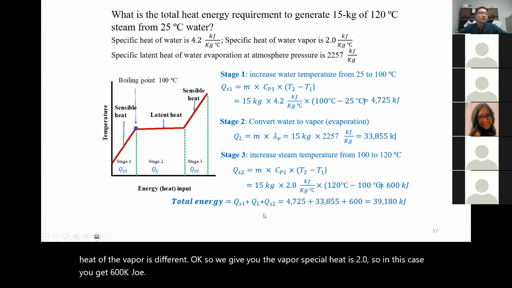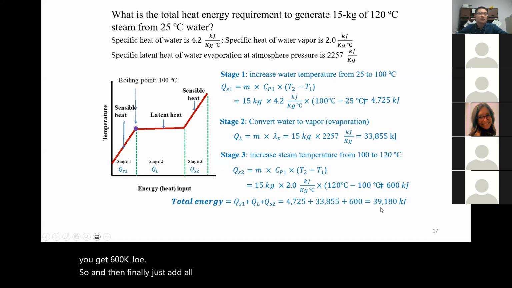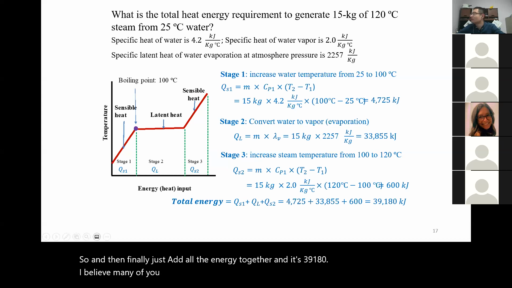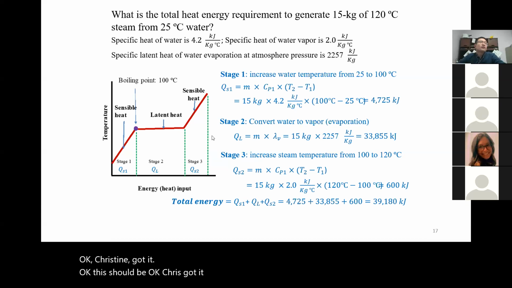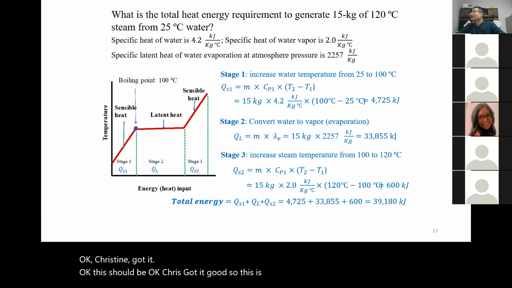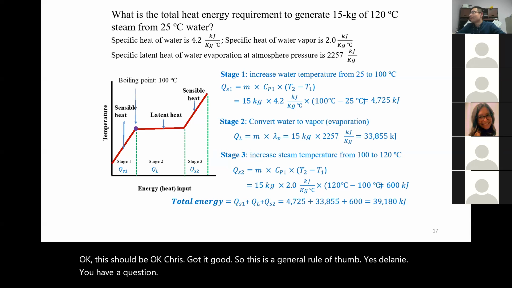And then finally, you just add all the energy together, and it's 39,180. I believe many of you should have got this number, right? If you didn't, okay, Christine got it. Chris got it, good. So this is a general rule of thumb. Oh yes, Delaney, you have a question? Oh, I did that on accident. Okay, great, good job.